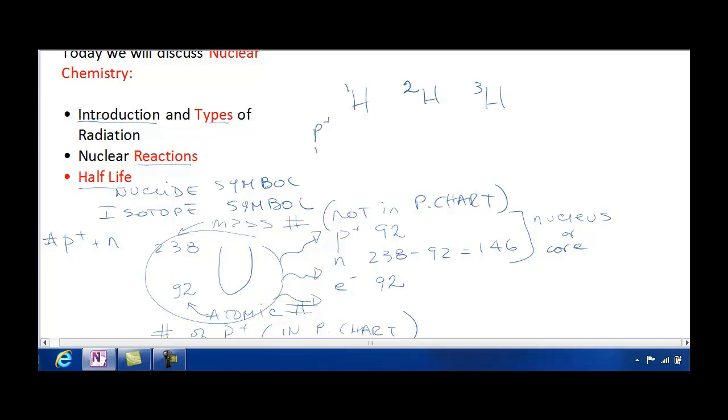If I ask you protons, neutrons, and electrons, how many neutrons do I have here? 0 neutrons. How many neutrons do I have here? 1. How many neutrons do I have here? 2. They all have 1 proton, right? They're all hydrogen. They all have 1 electron. But isotopes differ in the number of neutrons. Yes, we remember this concept?